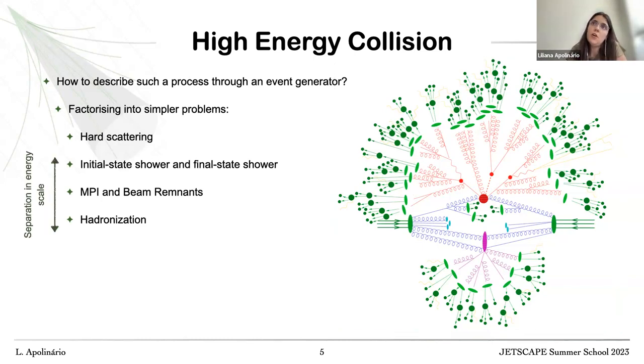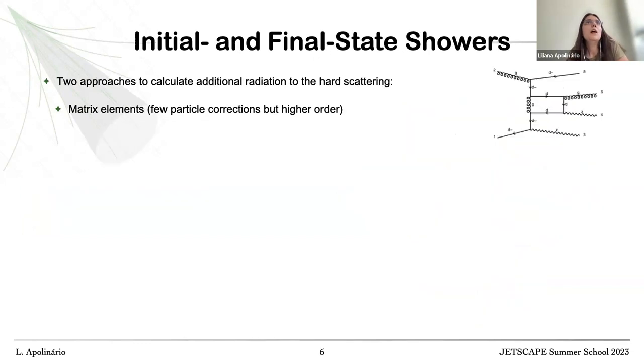And if you look at the momentum or the energy scale between them, we see that there is a very clear separation of scales between all these kinds of processes. Now, of course, in this talk, we want to focus more on final state showers. I will mention initial state too, because basically the technology for each one of these is kind of similar, but basically these are two approaches.